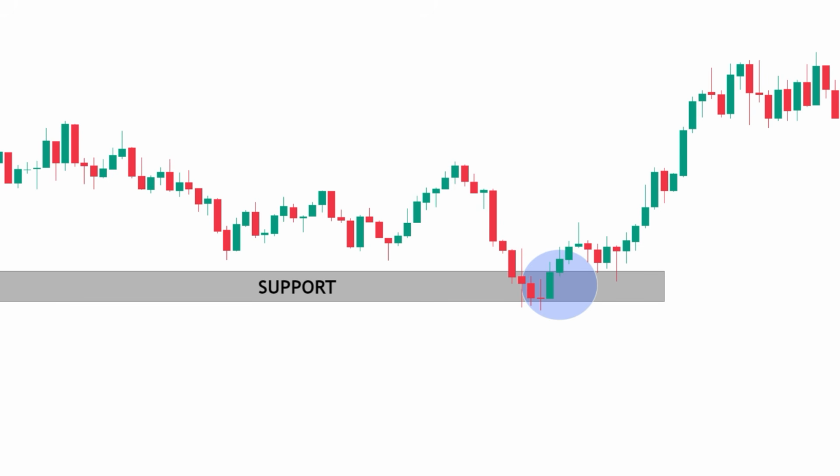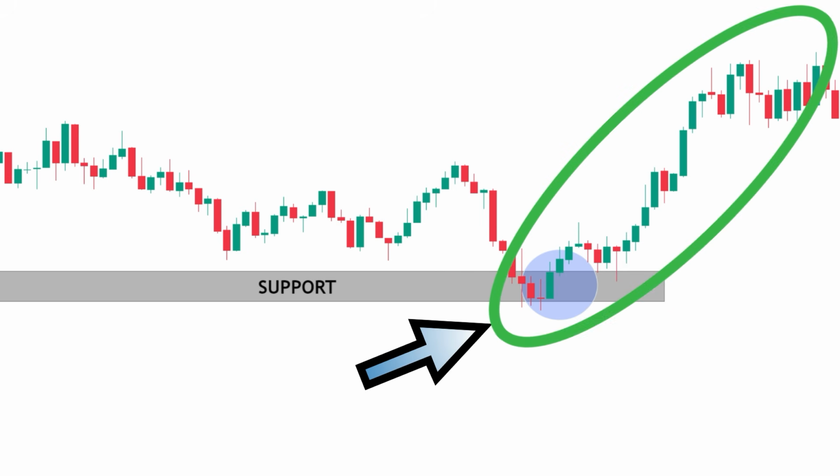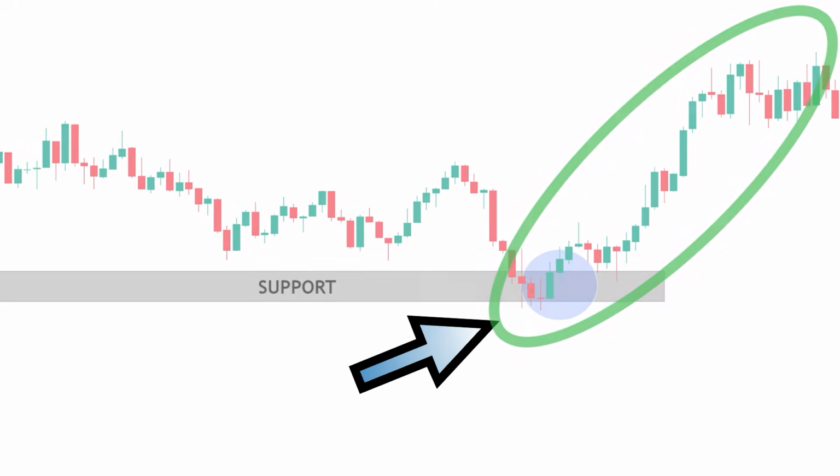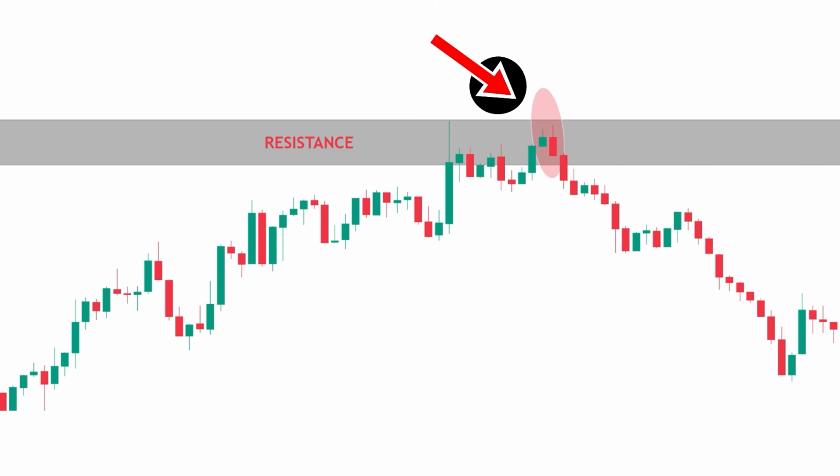Let's look at some real charts. Here's a bullish engulfing at a major support zone. Price reverses and boom, massive rally. Now here's a bearish engulfing at resistance. Price collapses right after. See the power of this pattern?